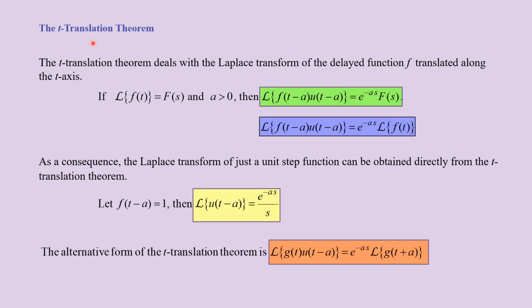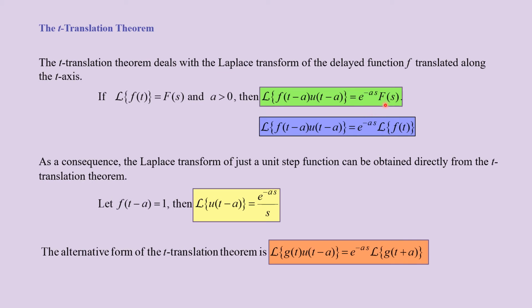The t-translation theorem. The t-translation theorem deals with the Laplace transform of the delayed function f translated along the t-axis. So in the previous slide, we have already discussed the delayed function f. Now we are interested in finding the Laplace transform of the function. So the Laplace transform of f(t − a)u(t − a), by the t-translation theorem, is equal to e^(−as)F(s), where a is a positive number.